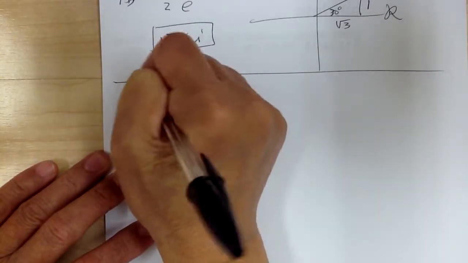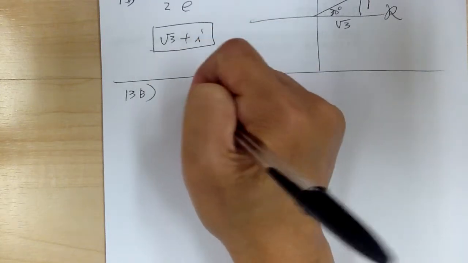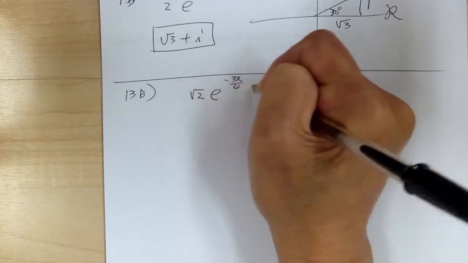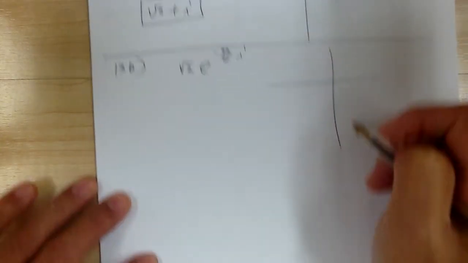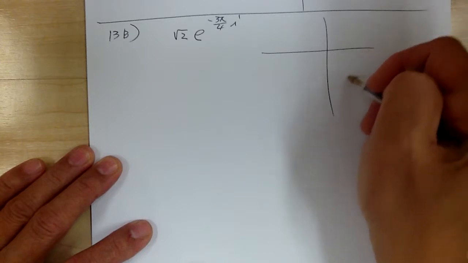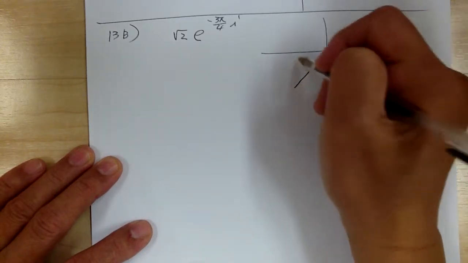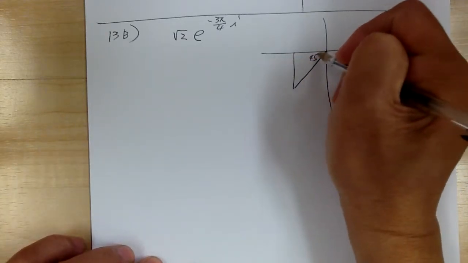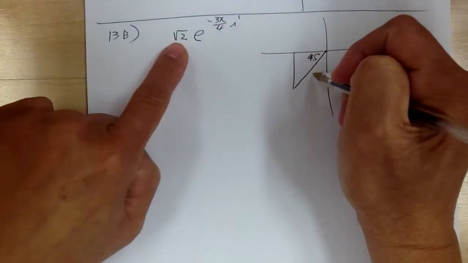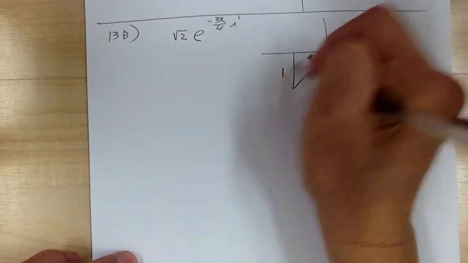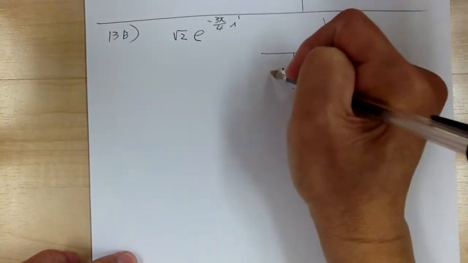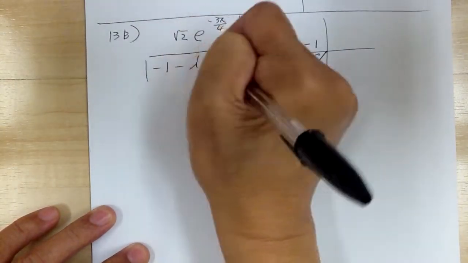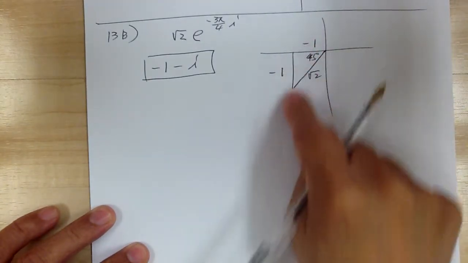Now let's go to 13b. 13b, you have square root of 2 e to the negative 3 pi over 4 i. So negative 3 pi over 4 is going this way, so it's right over here. So it's a 45 degree angle right over here, and the hypotenuse is square root of 2. So from here you can see this is 1, 1, and both negative. So you're going to get negative 1 minus i.